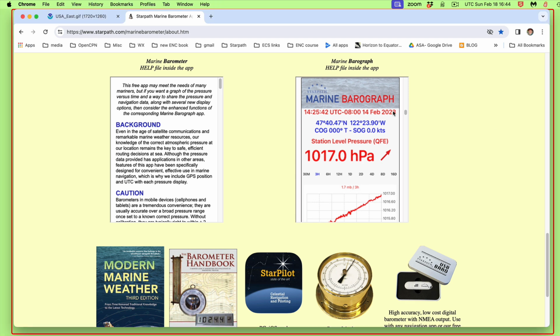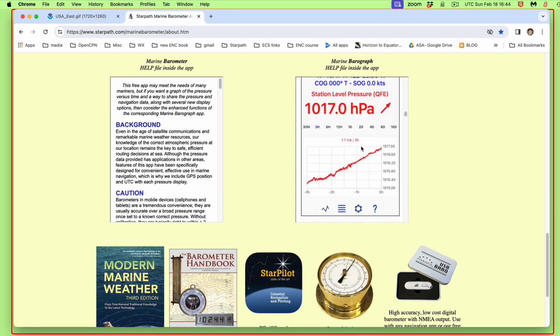Let me look here. This is the help file of the app. Now here's a measurement of the pressure. Here's now and here's 3 hours ago. So we see here in this sample in the help file that the pressure in this particular instance was rising with time like that.